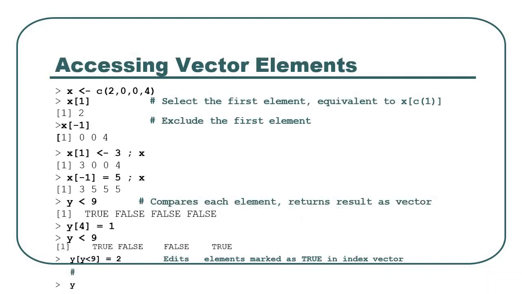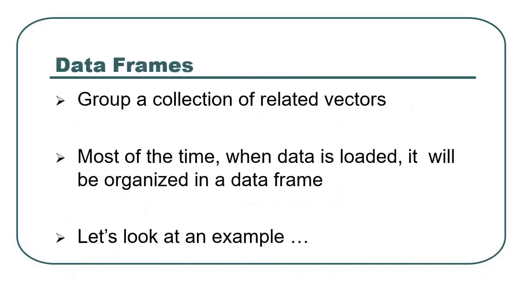How do we access the vector elements? First, select the first element, which is equivalent to x[c(1)], and we can exclude the first element. We can also compare each and every element, which returns the result as a vector. Finally we can edit. What are data frames?